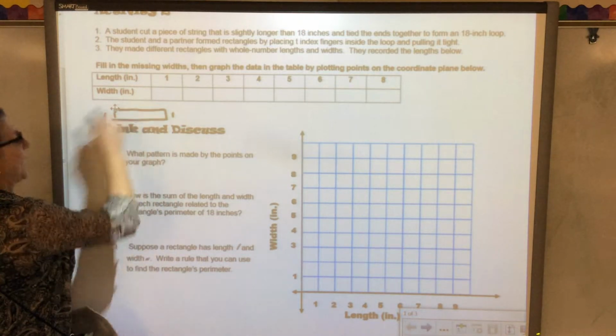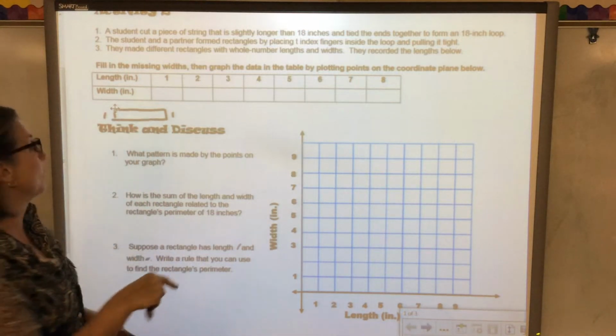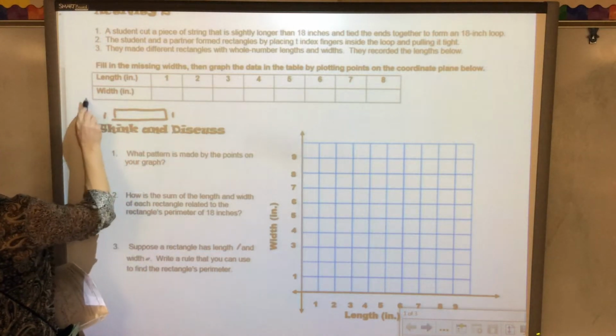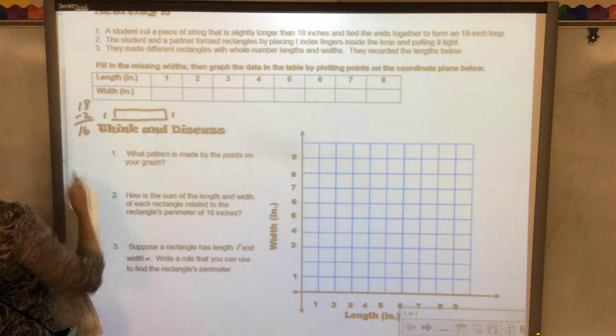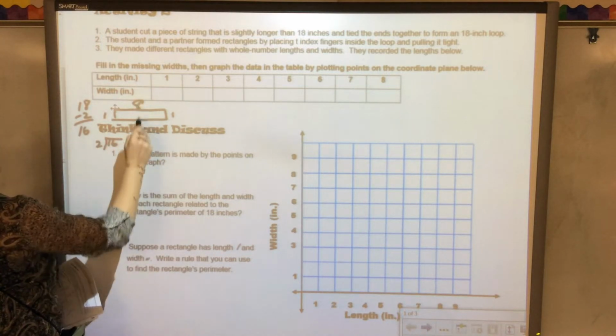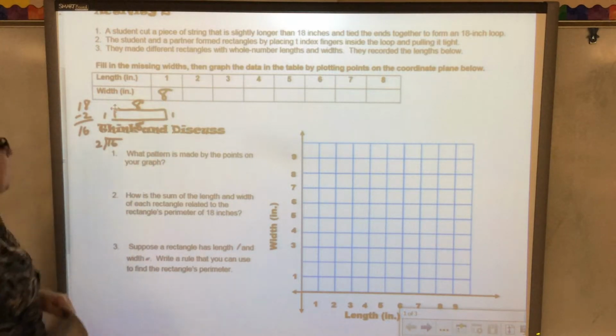Well, in that case, if there's an 18-inch perimeter, add up all the sides, we could subtract out these two, and we're left with 18 minus 2 is 16. Then if we divide the 16 by 2, you know it's 8 and 8. So the width has to be 8.